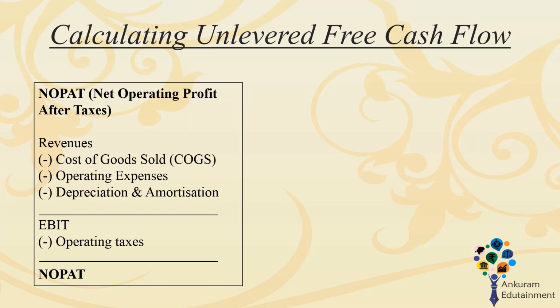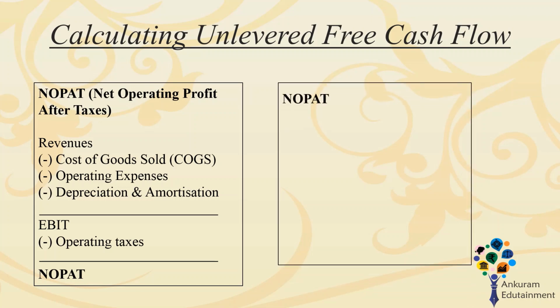So now that we have NOPAT, let us calculate free cash flows. For that, we need to add back depreciation and amortization because these are non-cash expenses, and the reason we are subtracting it once and then adding it back is because depreciation and amortization is a tax deductible cost. Hence, it needs to be adjusted from taxes.